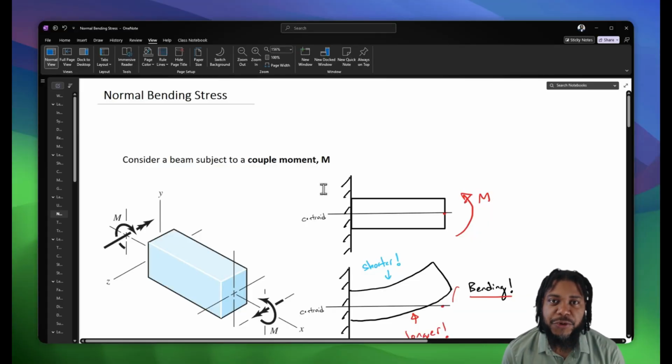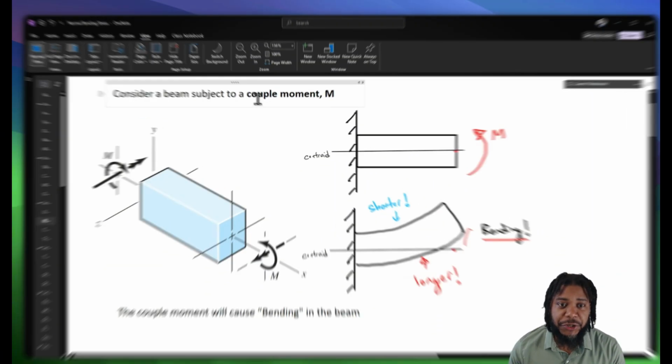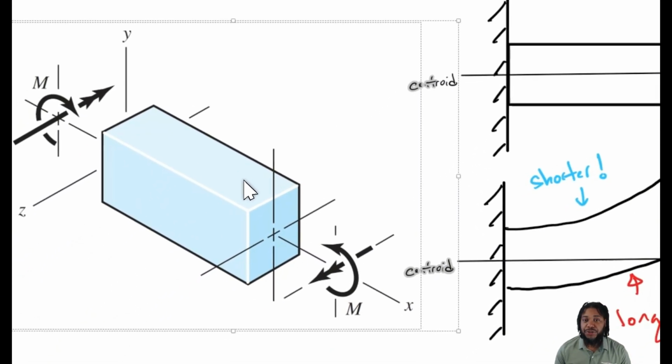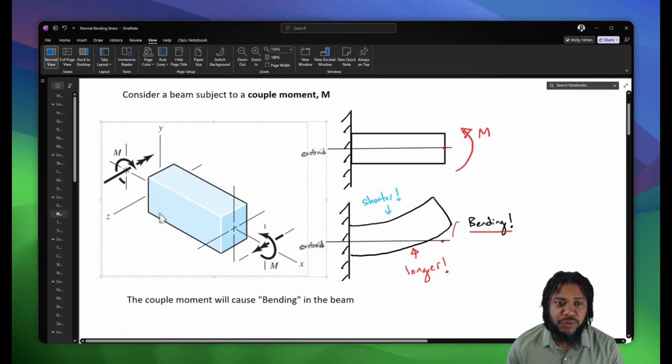Hello. Today we're going to learn about normal bending stress. Normal bending stress arises when a coupled moment is applied to a body. When we apply a coupled moment, in this example a moment that is concave upward, that moment causes our beam or our geometry to bend. One side becomes longer.